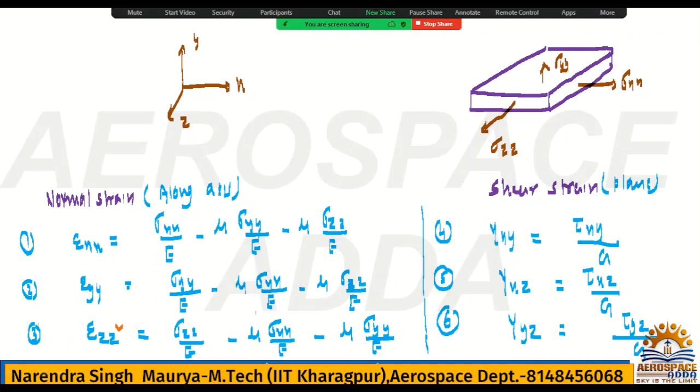Check, this is the lateral strain, see epsilon zz, this is mu sigma xx by E, this is lateral strain, mu sigma y by E, this is the lateral strain. Sigma z will be 0, that is okay for plane stress, but because of these two components we will have epsilon zz. Hope you understood this.